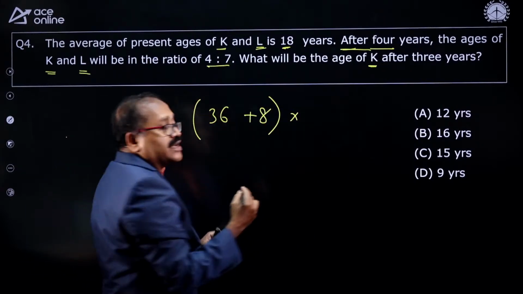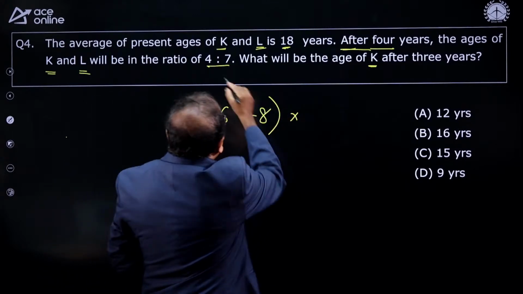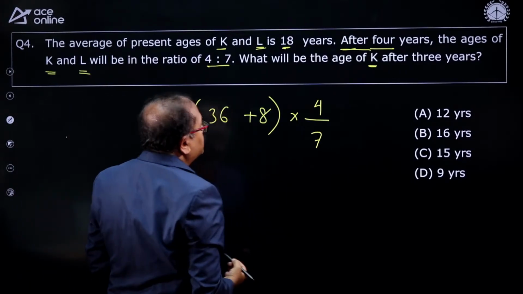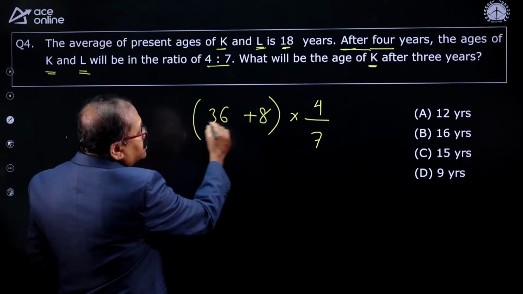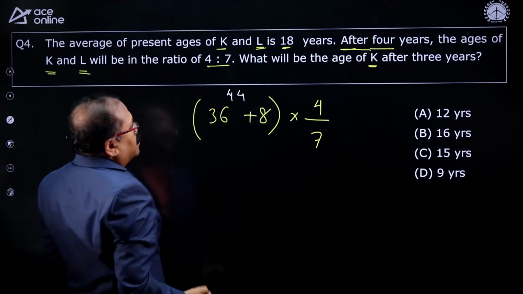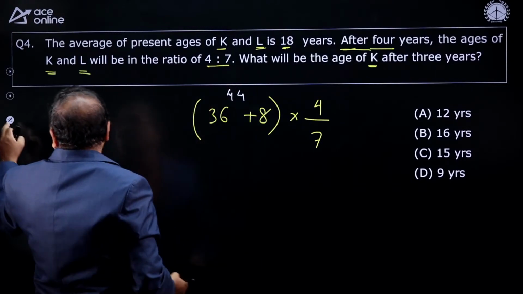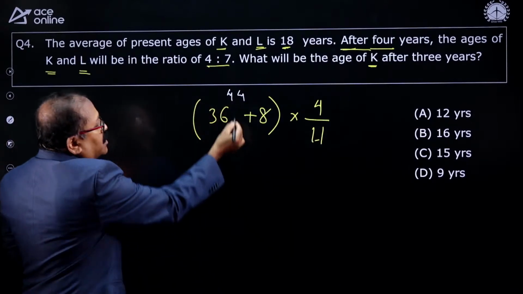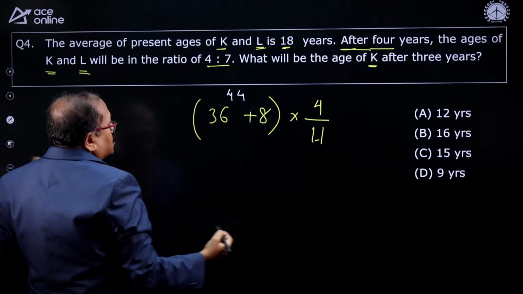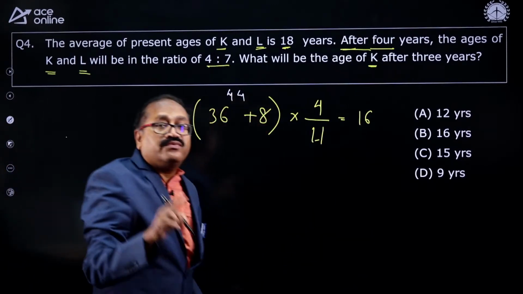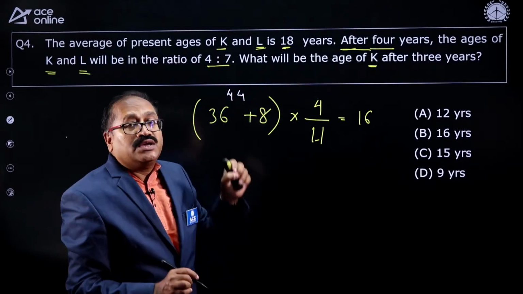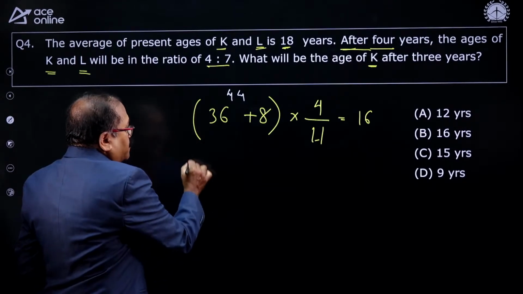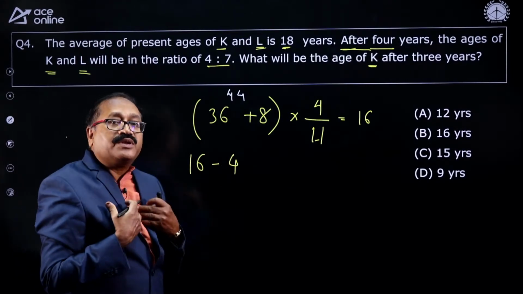Now let's find out what was K's age after 4 years. So here it comes. K is 4 parts out of 4 plus 7, 11 parts. Then Lakshmi, please respond to this. Now you can notice that here it is 44 with 11. 7 plus 4 is 11. So write down over here. With 11 you cancel, 4 times 4 is 16. So the age of K is 16 after 4 years. I need to find out the age after 3 years. So how do I get this? From 16 if I take out 4, I will get the present age.